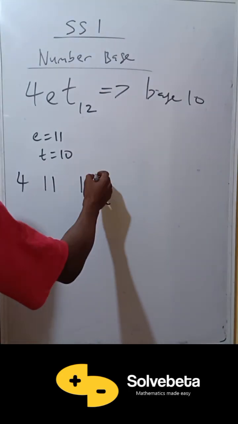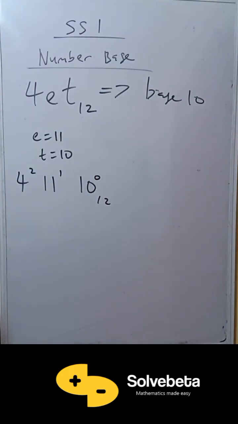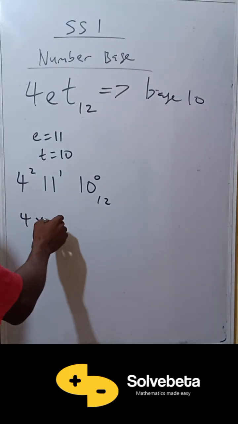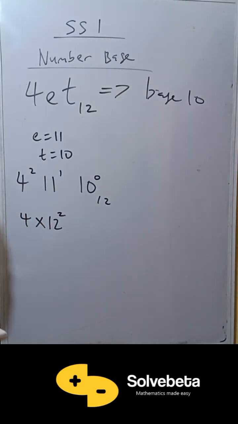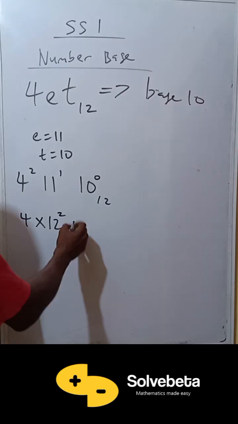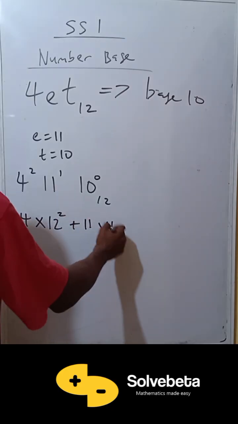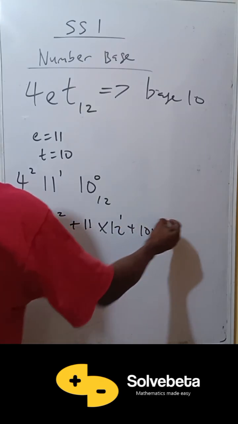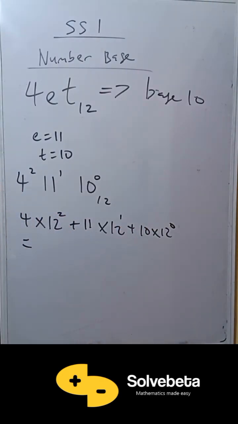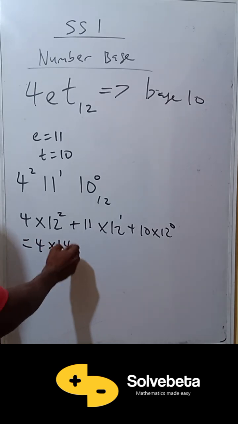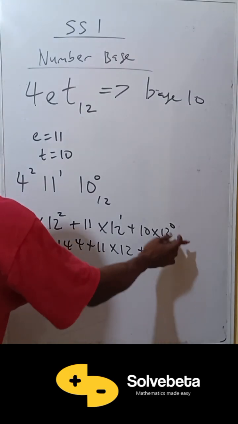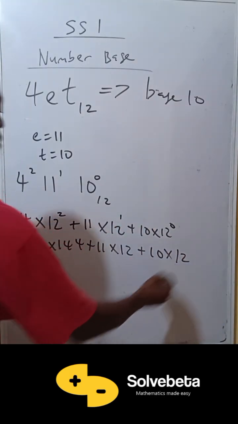So we can take it like this, 4, 11, 10 in base 12. This is positions 0, 1, and 2. So you have 4 times 12 raised to the power 2, plus 11 times 12 raised to the power 1, plus 10 times 12 raised to the power 0. What's 12 raised to the power 2? 144. Don't forget, anything raised to the power 0 is what? 1.